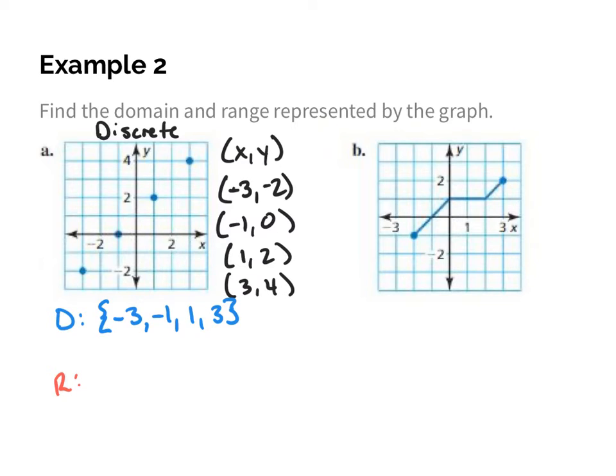And I would do the same thing for the range. Again, since we have a discrete graph, we're going to list out the individual range values. So -2, 0, 2, and 4. So I list out all my possible X's and all my possible Y's based on my graph.